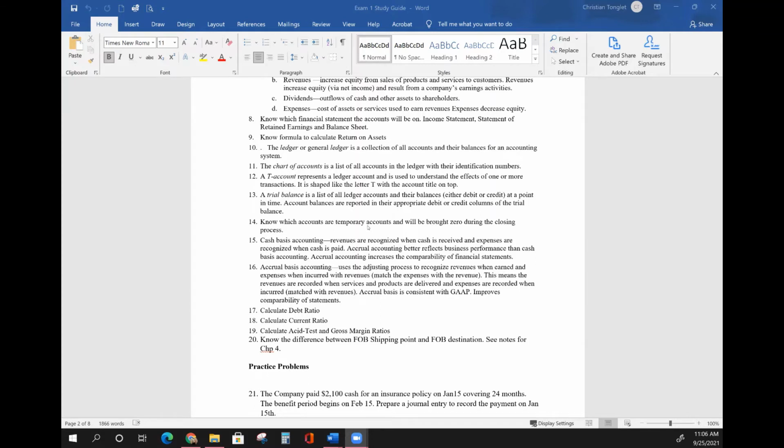I want you to know not necessarily how to do the entries for the test, but understand what the temporary accounts are. Which ones would be the ones that would close through the closing process? What type of accounts? It's the revenue, expense, and dividend.